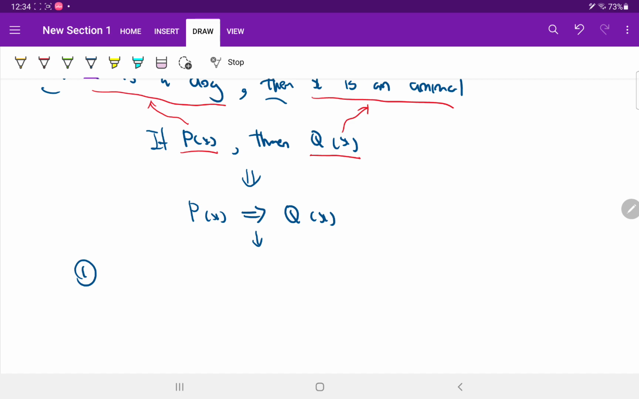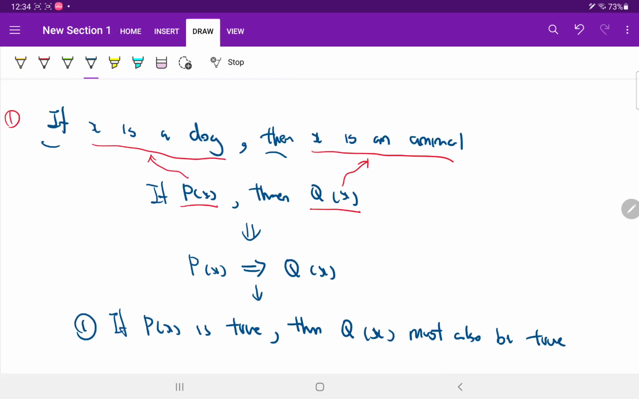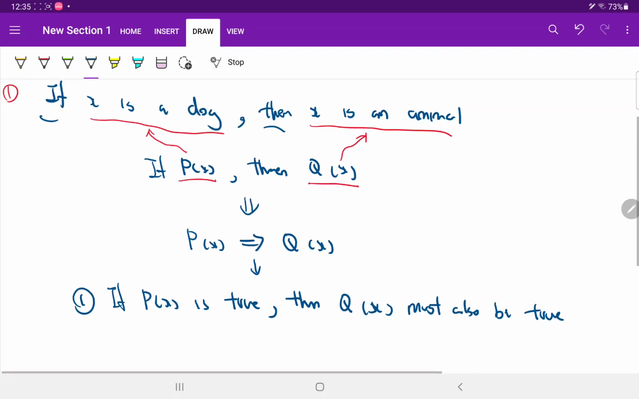So the first property of an if-then statement is that if px is true, then qx must also be true, which works in this example here. If x is a dog, then x must be an animal. There's no single breed of dog that is not an animal. If it's a dog, then it is an animal. So if px, which is the first statement, x is a dog, is true, then the second statement, x is an animal, must also be true. So that's the first property of the if-then statement.